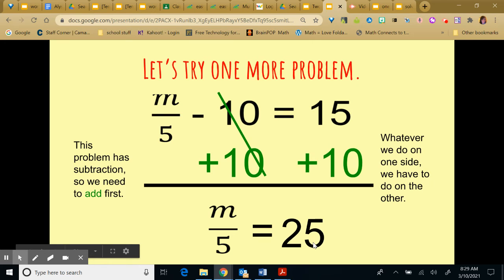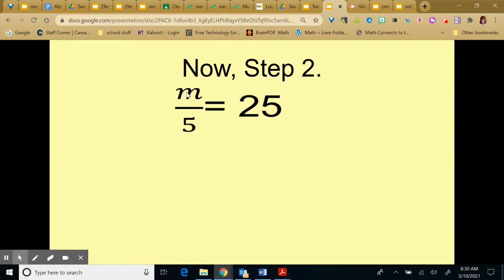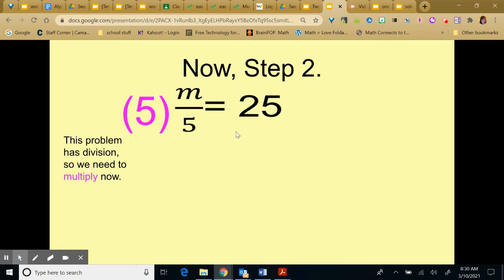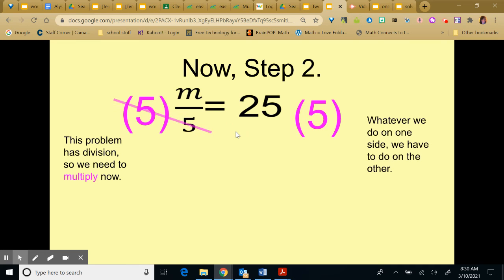It's just like when we have multiplication, except we have division. Okay? So we got rid of the 10. Now we have m over 5 equals 25. Step 2, this is division. What is the opposite of division? The opposite of division is multiplication. So we're going to multiply both sides by 5. And then we have m equals 125.